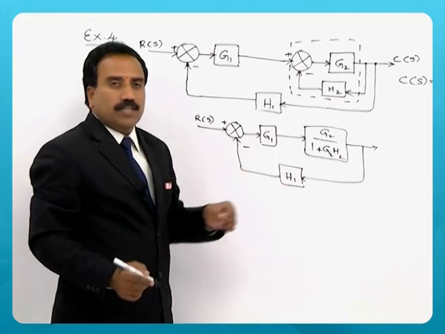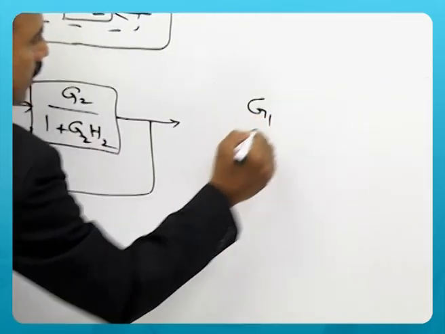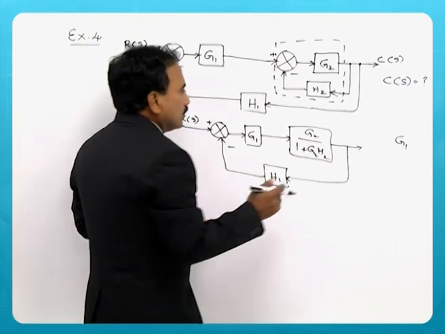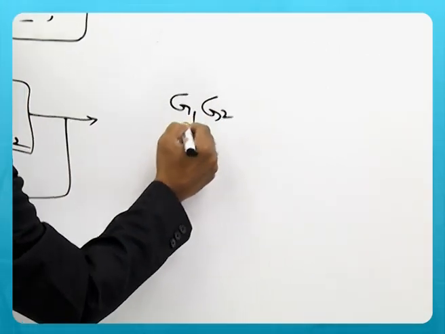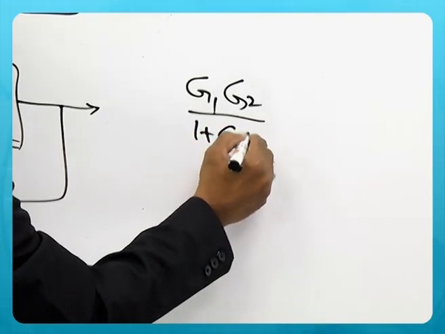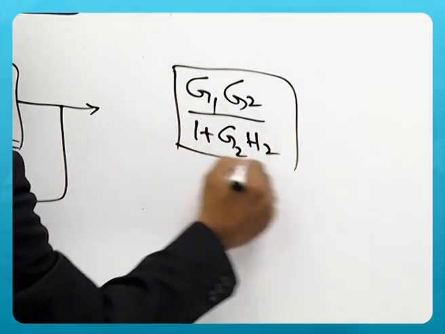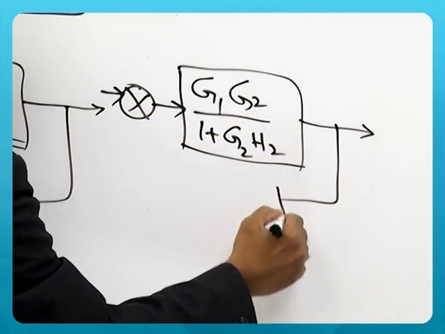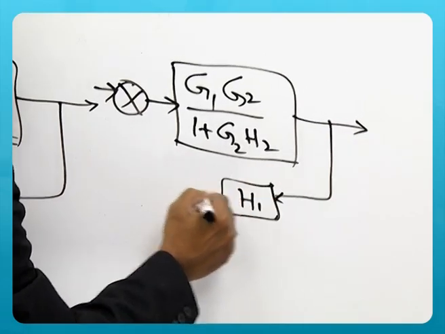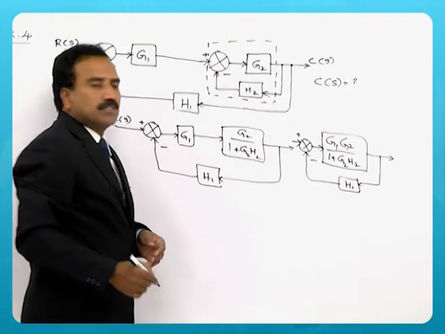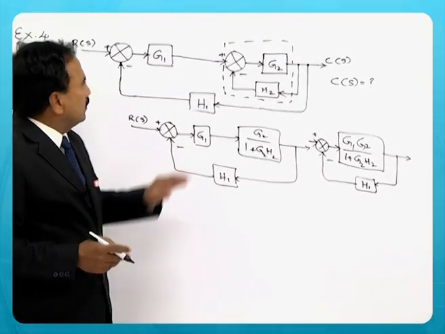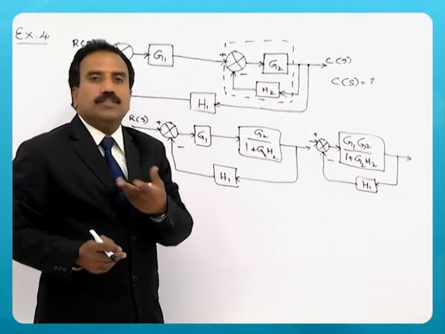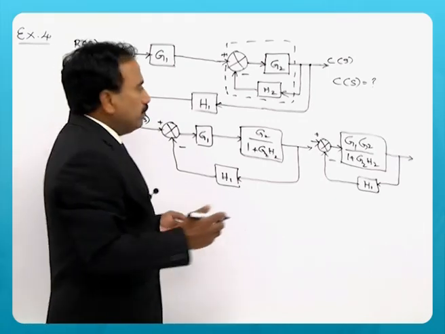Now these two blocks are in cascade, so you will have a single block. It is rule 1. When the blocks are in cascade, the gains are multiplied. So G1 G2 by 1 plus G2 H2 will be the block, and feedback H1 with minus sign. So now you can see that this entire block diagram has become this way now, and again this is a feedback loop. We need to apply rule 3, that is eliminating the feedback loop.